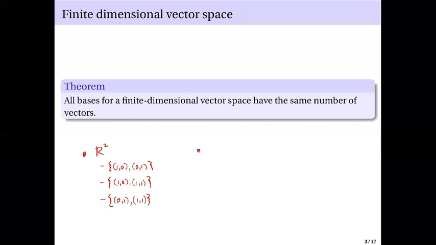For another example, if we look at P2, the space of polynomials of at most degree 2, the standard basis is 1, x, and x squared. So this has three elements. We can get another basis for this, say 1, 1 plus x, 1 plus x squared. Again, this is a basis for P2. You can check that this forms a basis, and it also has three elements. So a basis for P2 always has three elements, and so on and so forth.